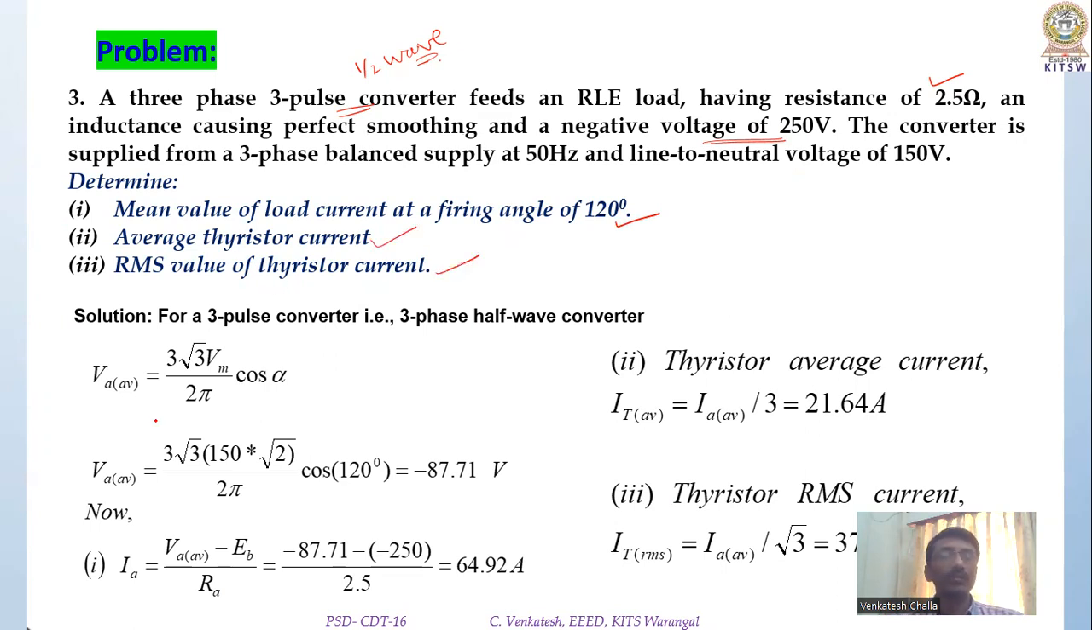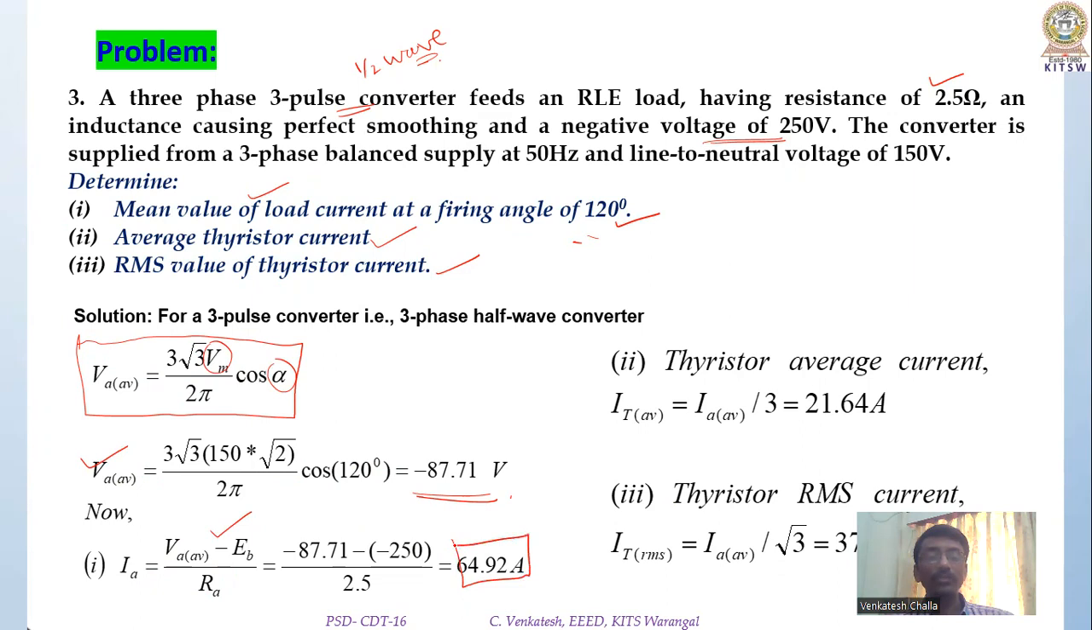So determine the mean value of load current at a firing angle of 120 degrees, average thyristor current, and RMS value of thyristor current. So now for a three pulse converter, we have V average equal to what? 3 root 3 Vm by 2 pi into cos alpha. So now for the first condition, find the mean value of load current. For that we should have the average voltage for this alpha. So based on that, substitute alpha and Vm value, you will get VA average as minus 87.71 volts. So therefore, the current is equal to VA average minus EB by RA, that comes to 64.92 amperes.